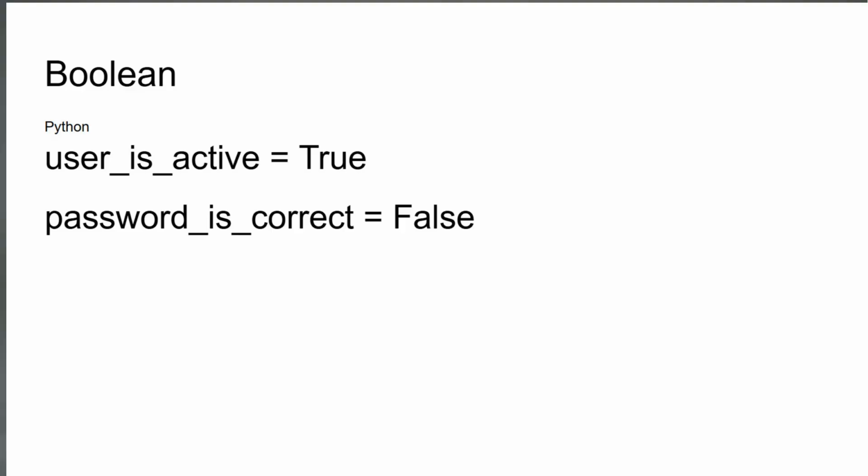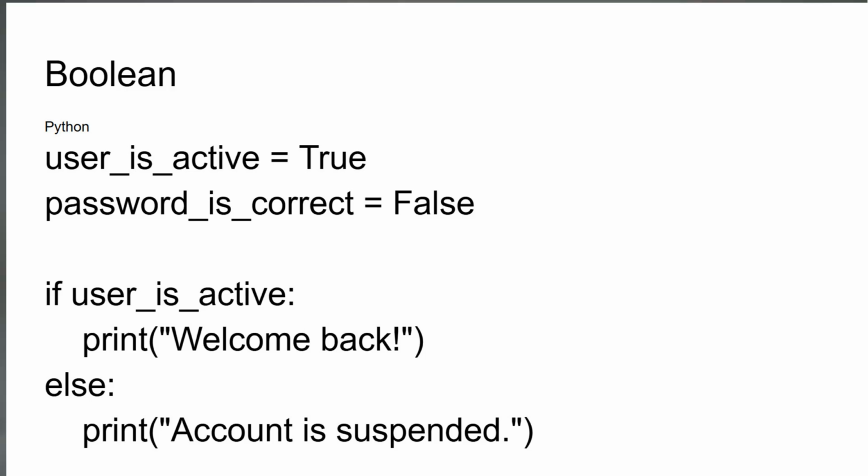So a Python example we could use is user is active equals true. Password is correct equals false. So the person is here and active. This is a user that should be able to log in, but they don't have the right password. And then we can execute logic on that. So if the user is active, then we're going to print welcome back, else the account is suspended.